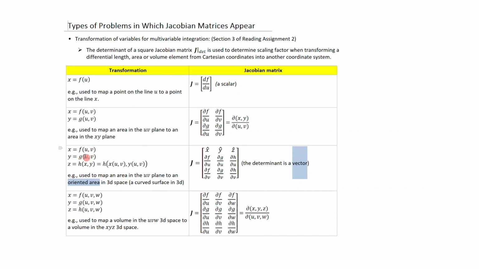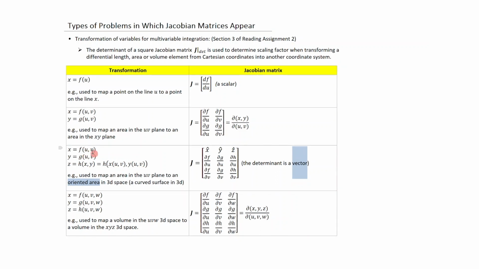We can also go one step further. Let's say we have an x, y, and z, where x is a function of u and v, y is a function of u and v, but z is h of x and y. This would basically be describing the equation of a surface. Since x is a function of u and v and y is a function of u and v, then z would be a function of u and v as well.